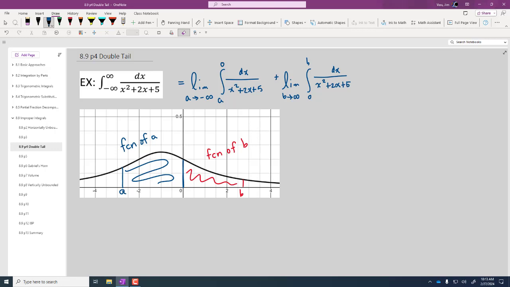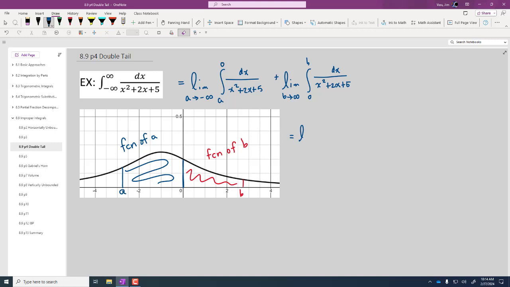We've got that. Okay, so two limits, two improper integrals, and a quadratic, a trinomial that's not factorable. So what was our technique if we had a trinomial that wasn't factorable? Complete the square. If that trinomial is factorable into two factors, then we can use PFD, partial fraction decomposition. But we can't do that here.